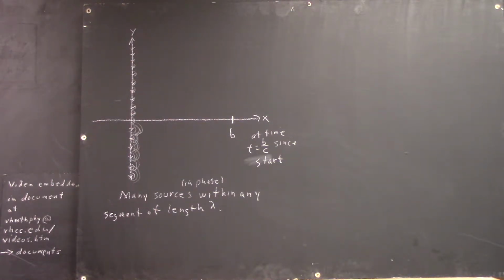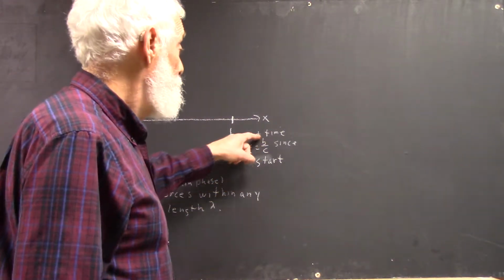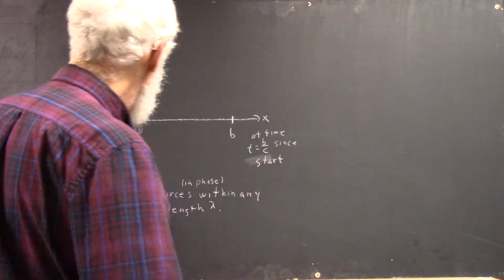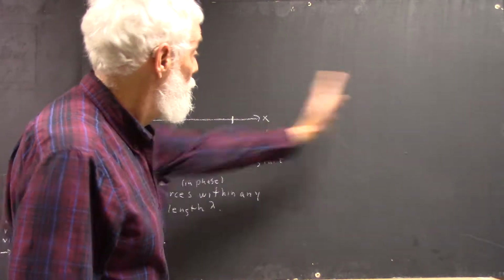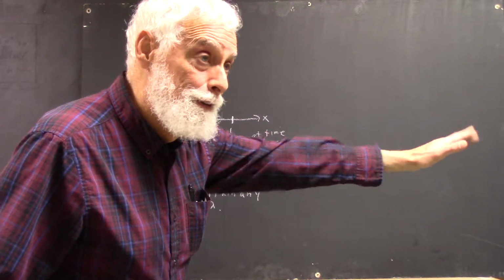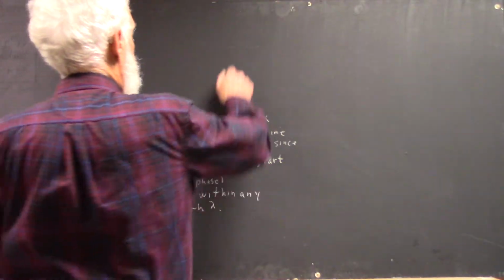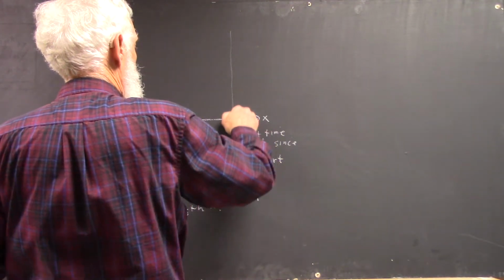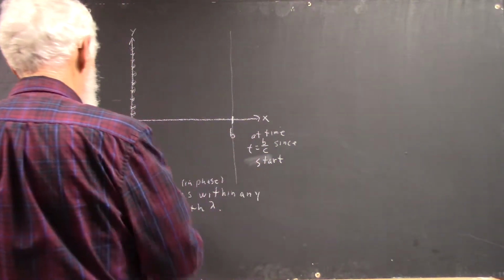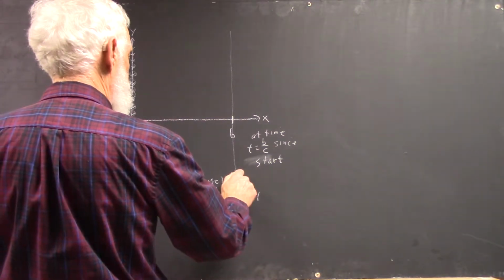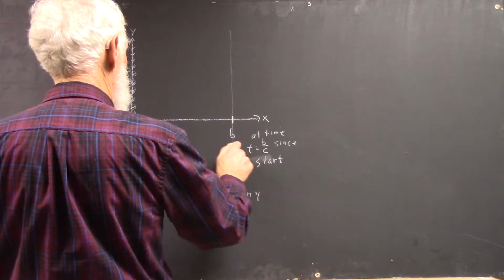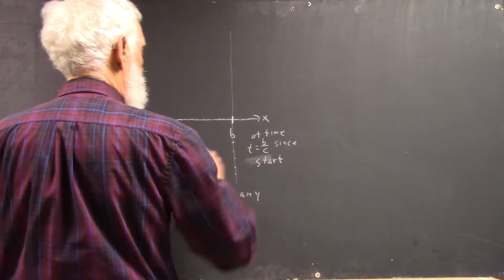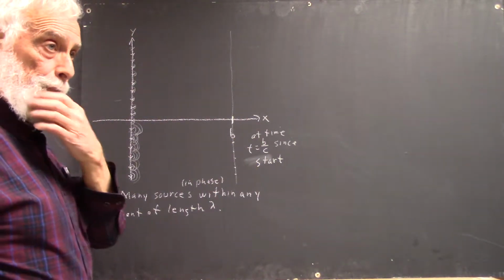Well, at time b over c since the start, the very first peaks are going to get here, right? And there's going to be nothing beyond this. Okay? So you're going to have a peak from here at this point. A peak from here is going to be at this point. A peak from here is going to be at this point, and so forth, right? That make sense?